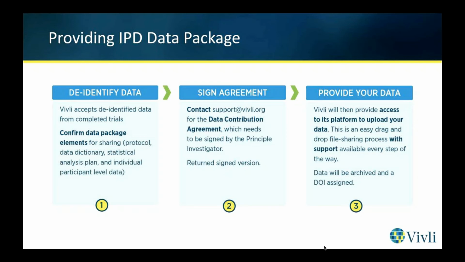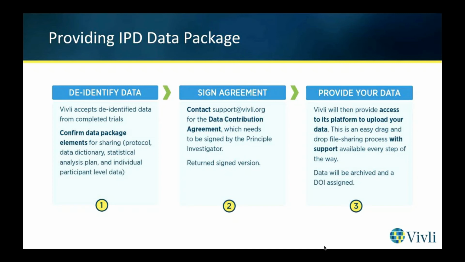Next, you sign a data contributor agreement. And then it's an easy drag and drop to upload your data package to Vivli. We have a help desk to support you every step of the way. And when you're done, Vivli will assign a digital object identifier, or a DOI, to your data package so that others can cite your data set, and then you can get academic credit for that citation.